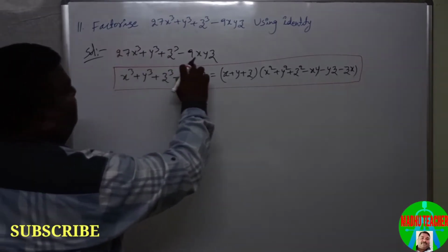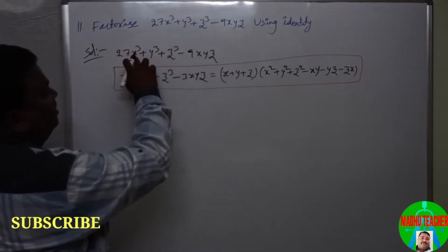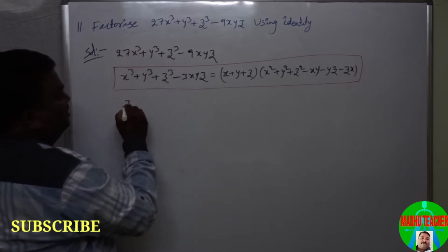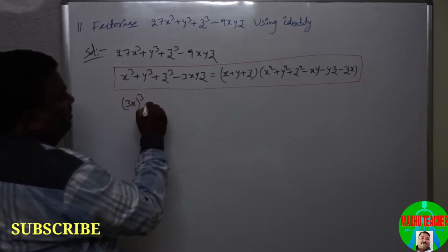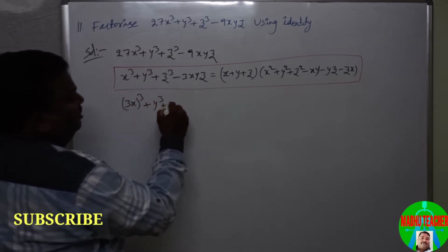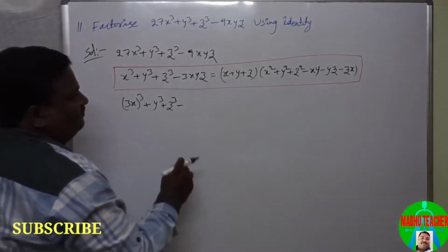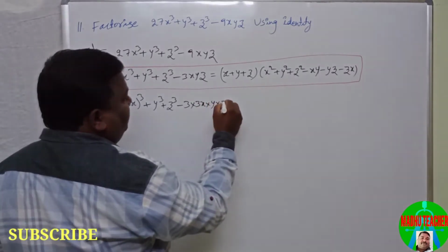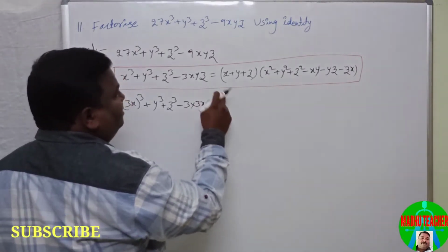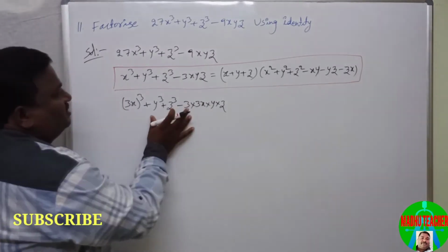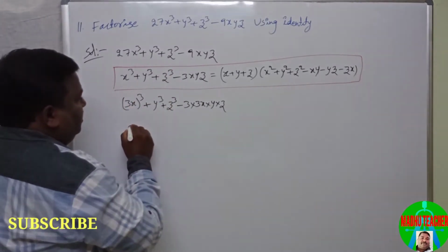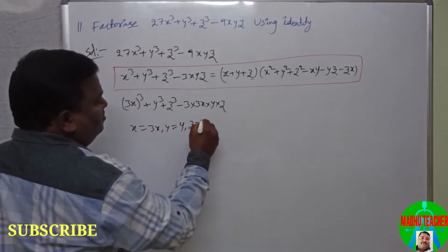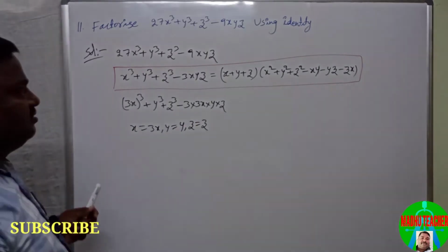First of all, I am going to write this in the form of formula form. So that is 27x cube, we can write 3x whole cube plus y cube and z cube minus 3 into 3x into y into z. 3 3s are 9, x, y, z. So by comparing this with LHS, we'll get x equal to 3x and y equal to y and z equal to z.